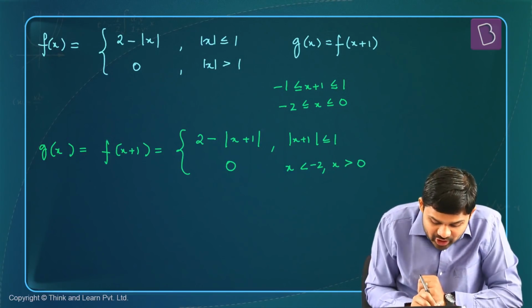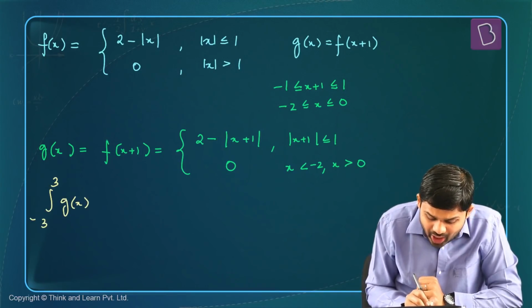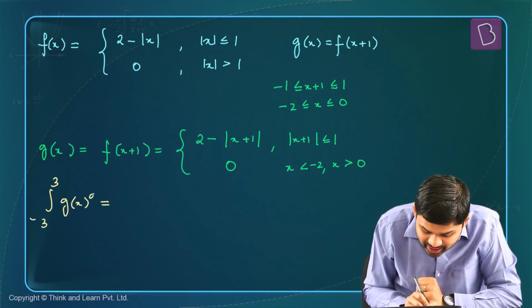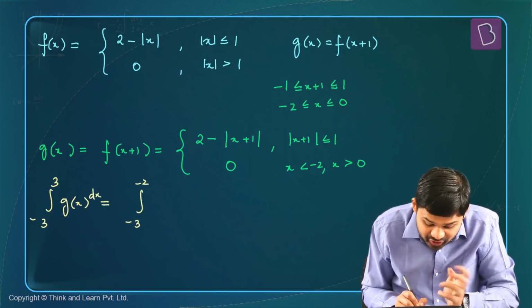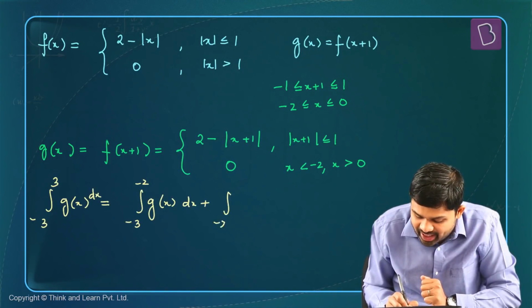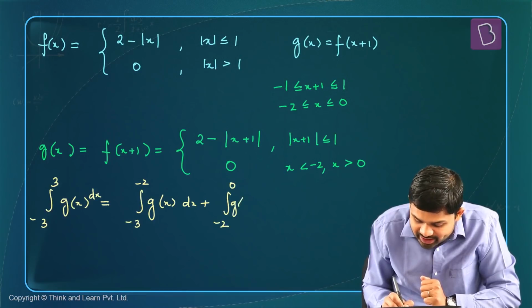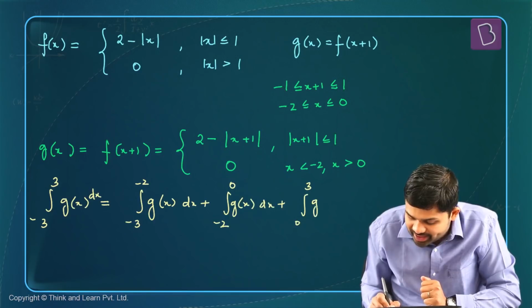Now I need to find out the integral from -3 to 3 of g of x. So I can rewrite this integral as the integral from -3 to -2 of g of x dx, plus the integral from -2 to 0 of g of x dx, plus the integral from 0 to 3 of g of x dx.